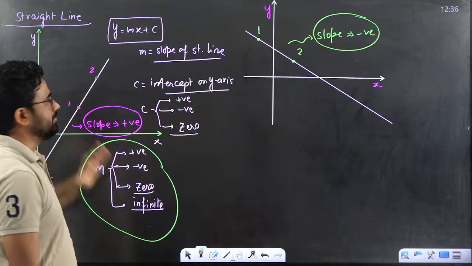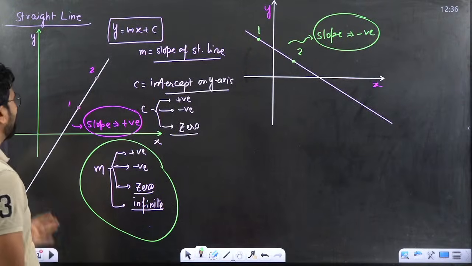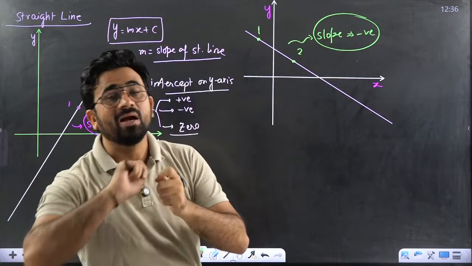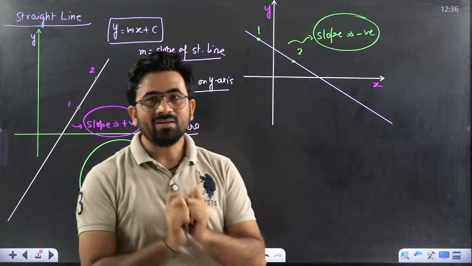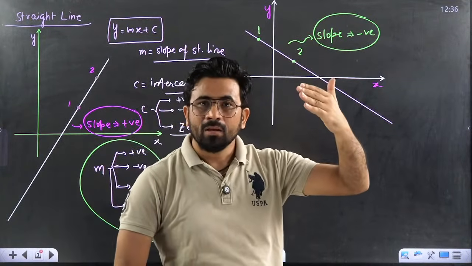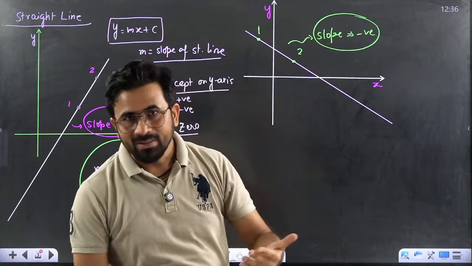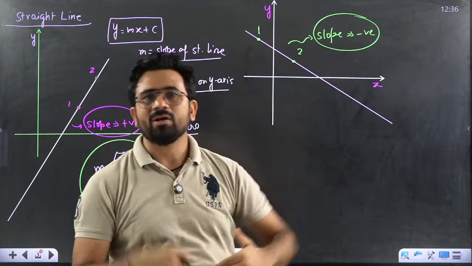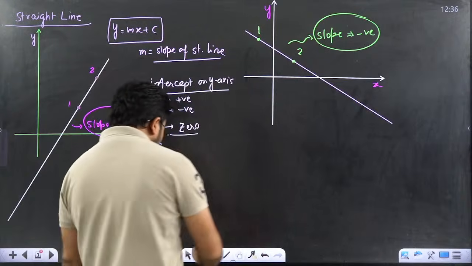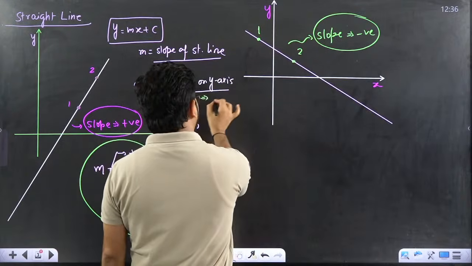Now move to the next point. This C value means intercept on the y-axis. Intercept on the y-axis means where this line is cutting the y-axis. If it is cutting above the origin, we call it positive. If it is cutting below the origin, we call it negative. If it is cutting on the origin, it is 0. What I am saying is very simple.